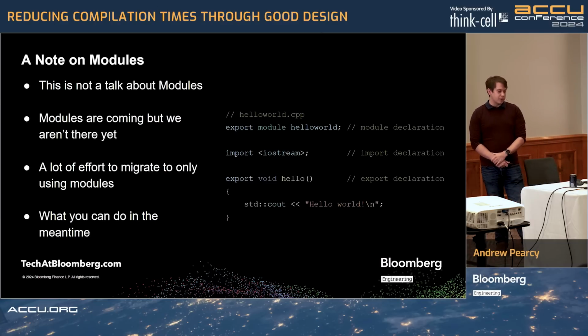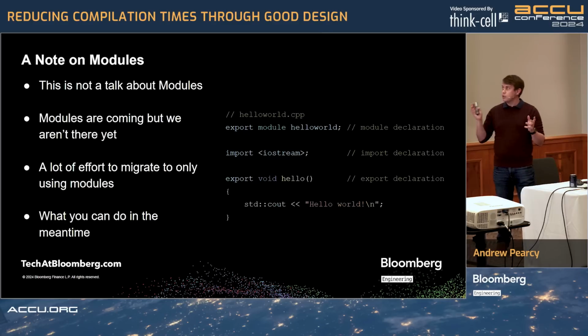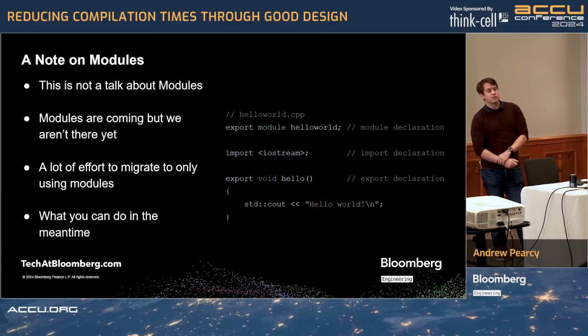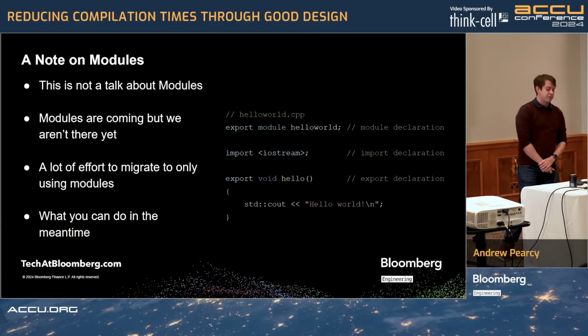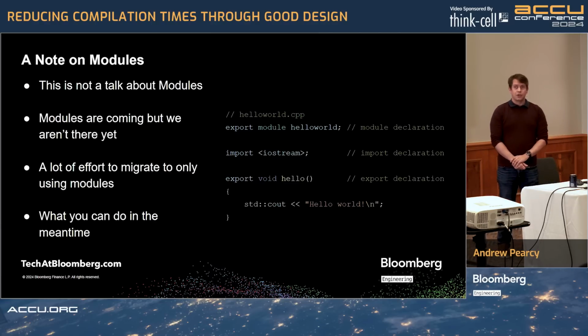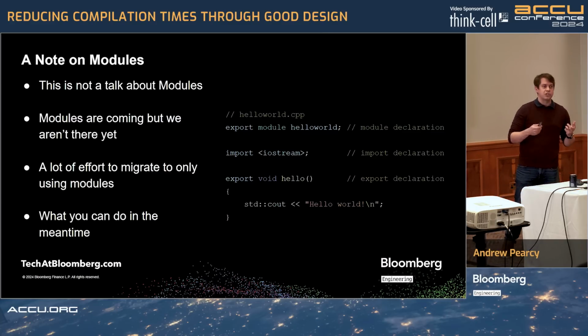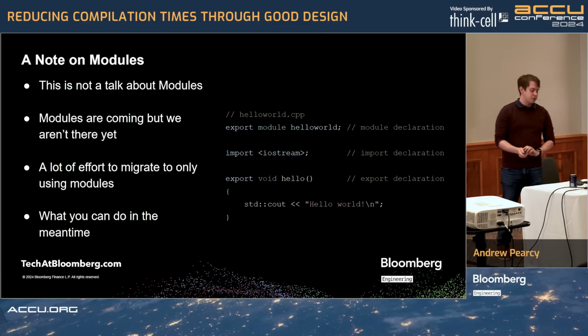But I will just keep going on the module front. So the idea is modules should fix this problem, but it's going to be a lot of effort to migrate. You need to rely on all of your third-party libraries as well to migrate before you can do that. So the main issue is going to be what can we do in the meantime in order to actually speed up our compilation before we can fully transition to modules.